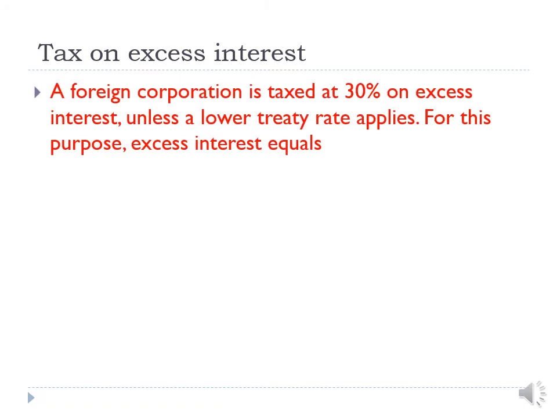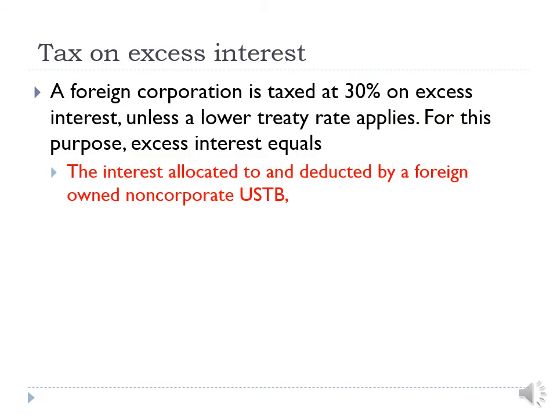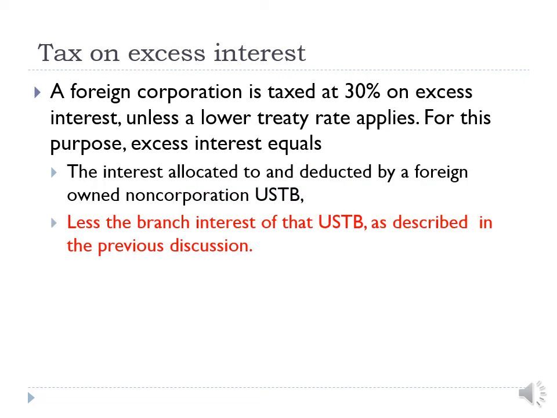Now let us turn to the tax on excess interest. A foreign corporation is taxed at 30% on excess interest unless a lower treaty rate applies. For this purpose, excess interest equals the interest allocated to and deducted by a foreign-owned non-corporate U.S. trade or business less the branch interest of that U.S. trade or business as described in the previous discussion.